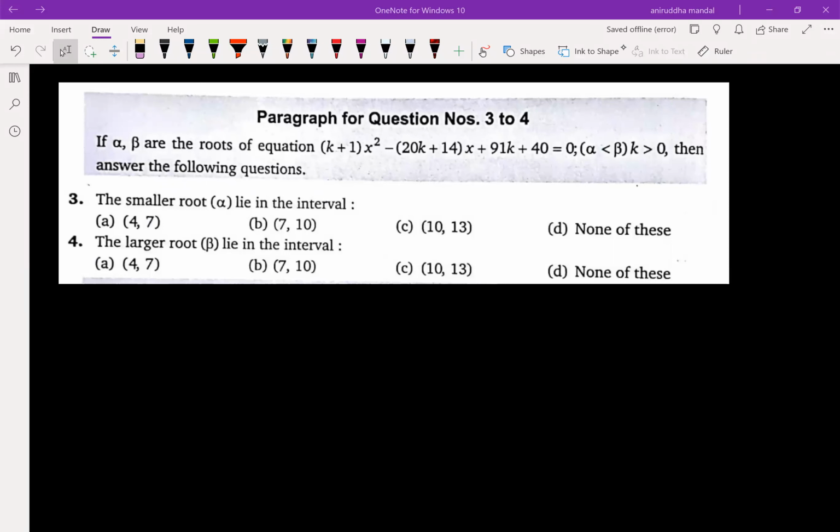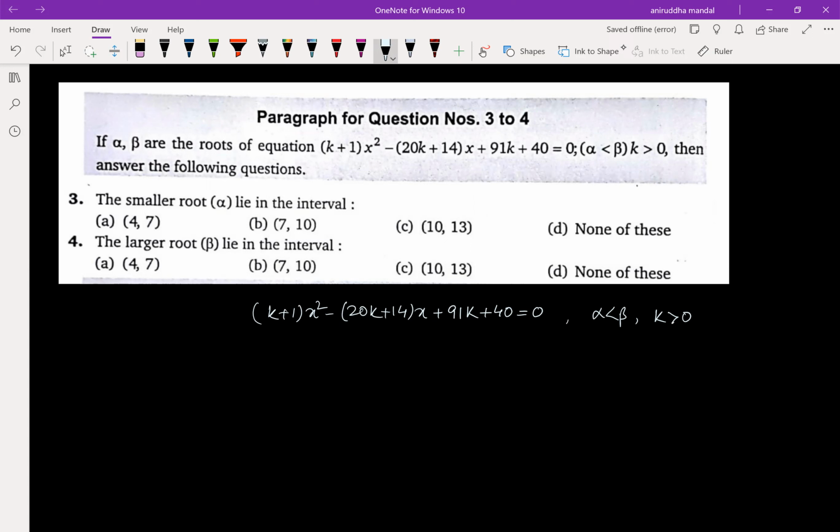The next question is, if alpha and beta are the roots of this equation, that is (k plus 1) x square minus (20k plus 14) x plus 91k plus 40 equal to 0, and it is given as alpha is less than beta and k is greater than 0, then which of the following answers are correct? The first is the smaller root alpha lies in the interval and the larger root beta lies in the interval.